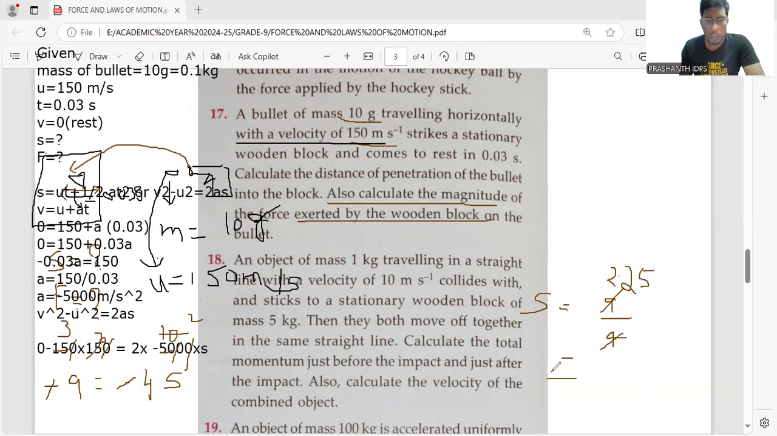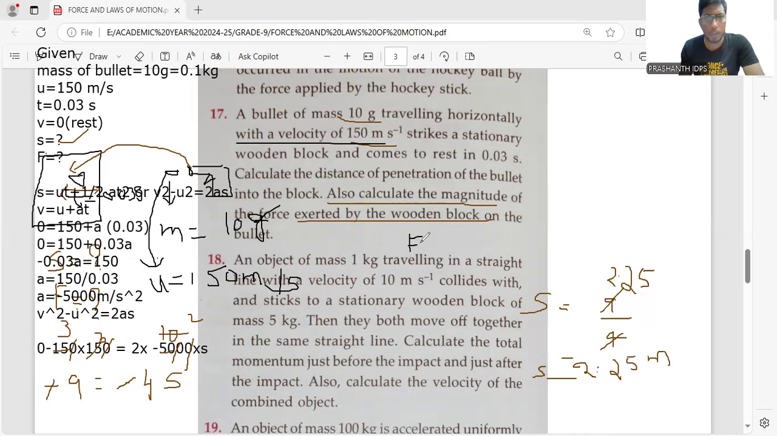So the distance will be 2.25 meters. Okay, what is the distance value? Distance is equal to 2.25 meters. We found the distance. Now, force, very simple. Using the values, you can find the force value.